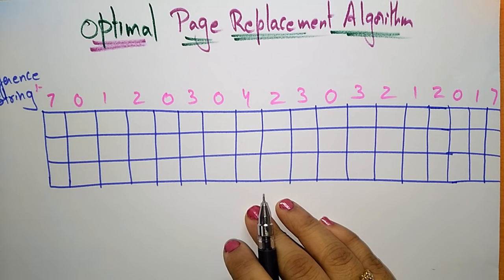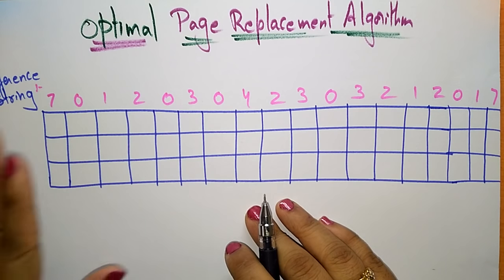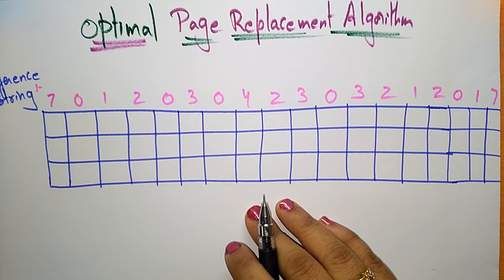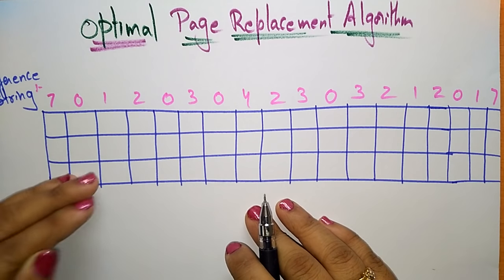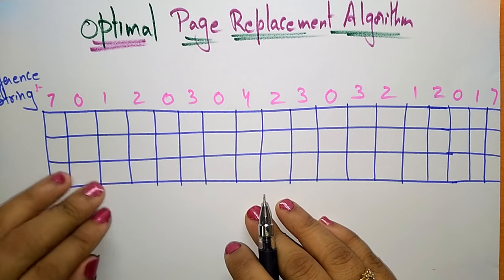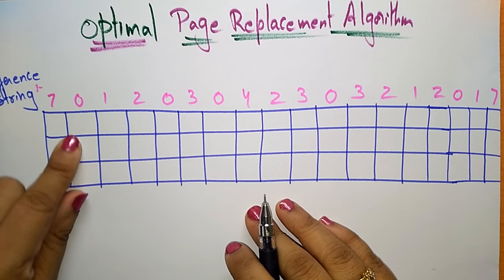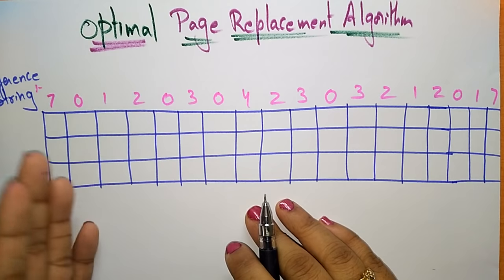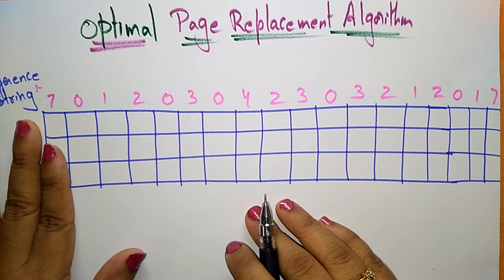In all these page replacement algorithms, we have to replace a page in the main memory, that is in the RAM, to place the page demanded by the CPU. Whenever the page is not present in the main memory, that page has to be taken from disk and placed in the main memory, that is in the RAM. If the main memory frames are all full, we have to replace a page that is already present in the main memory.